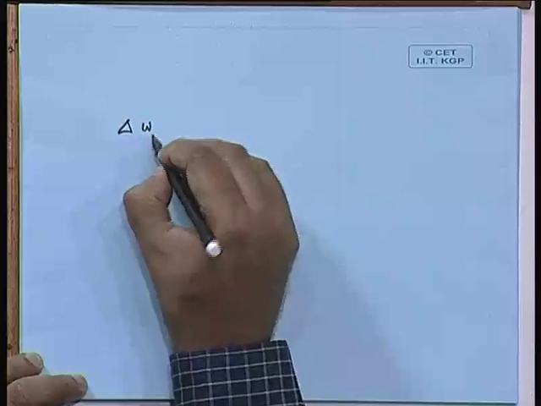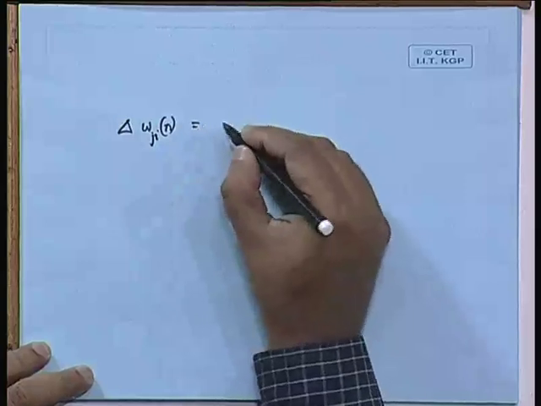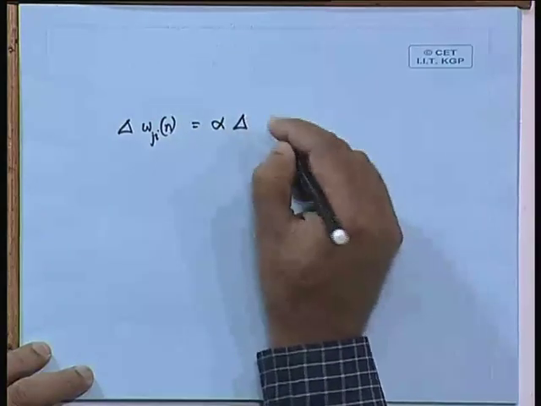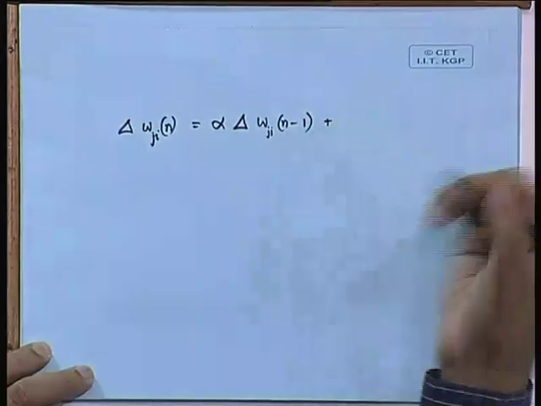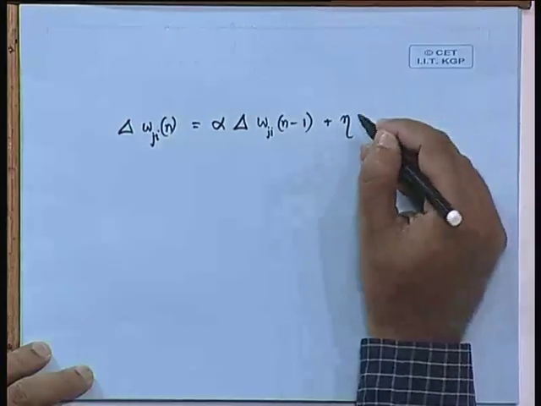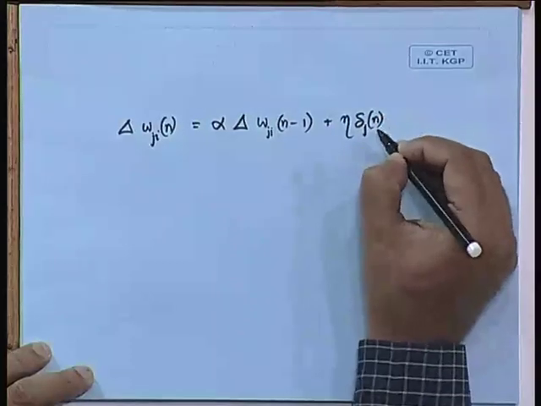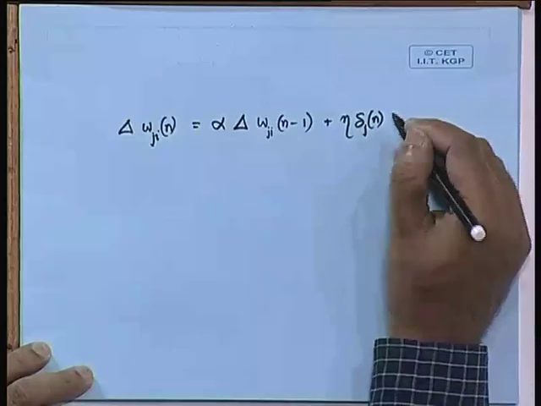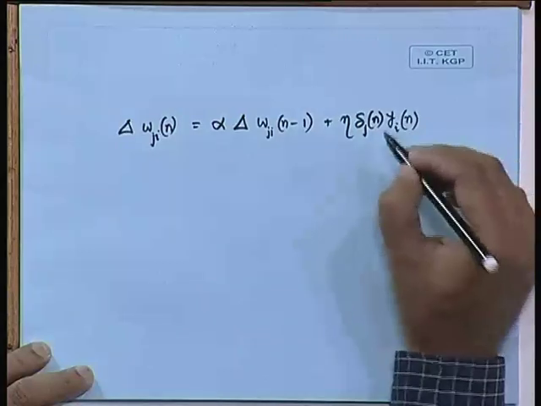Using the momentum term, which was suggested by Rumelhart, the delta WJI at iteration n is equal to alpha times delta WJI at n minus 1, plus our usual learning term, that is eta, eta being the learning rate, times delta J of n, which is the local gradient, times YI of n, YI of n being the input to the neuron J.